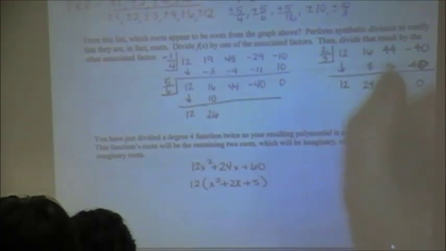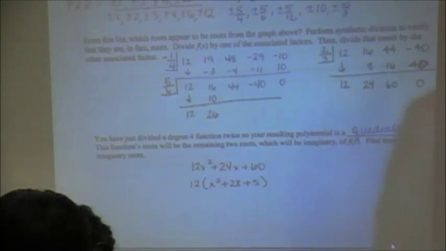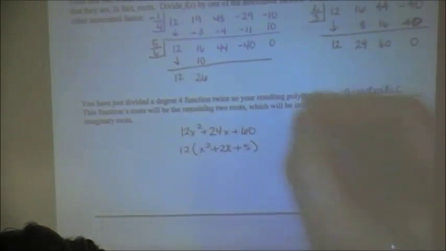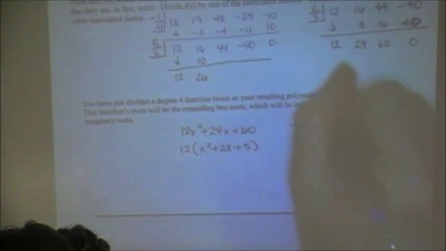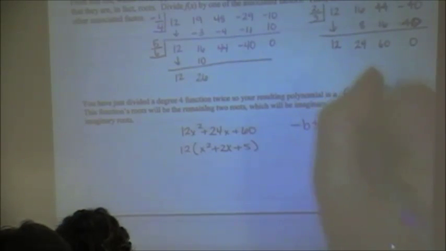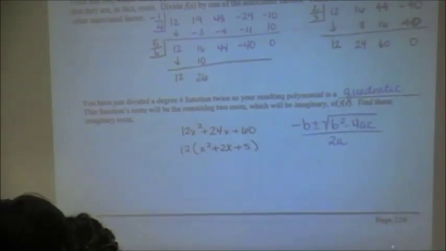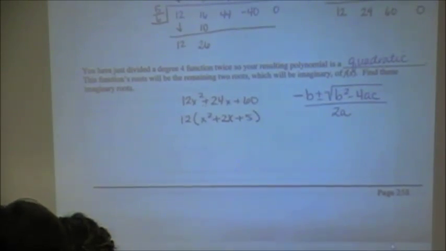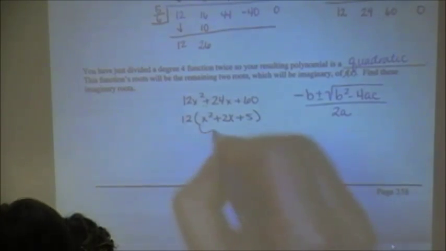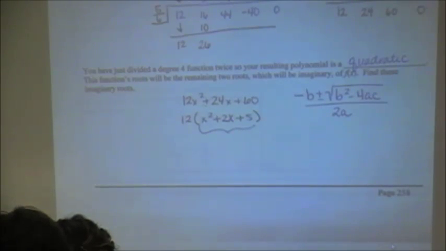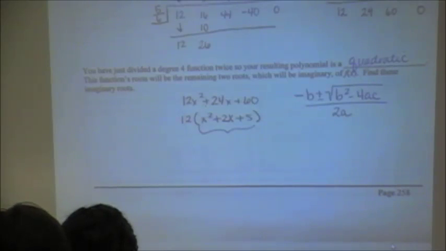Oh, I didn't write in the blank. The resulting polynomial was quadratic. Okay, so disregard the 12. We factored that out, so it's not a concern. It's just this that we're using and plugging into the quadratic formula.